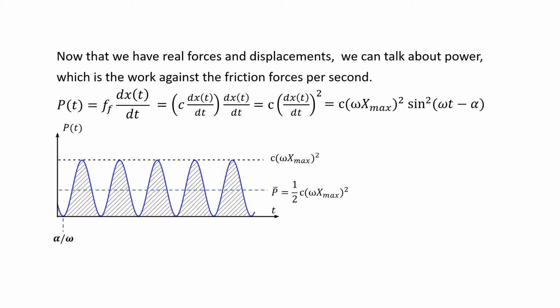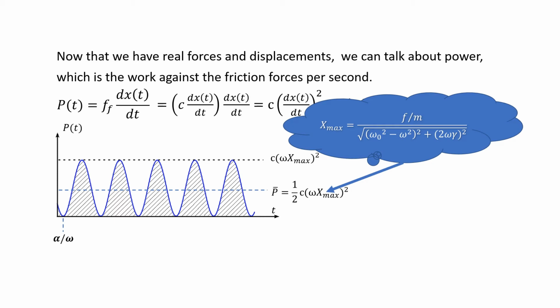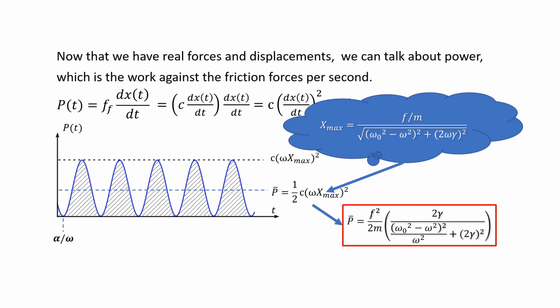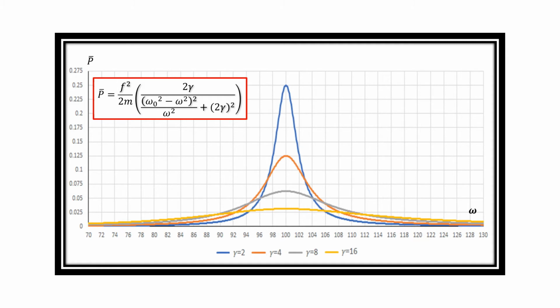The chart makes it obvious that the average power is half the peak. Finally, replacing the amplitude by its expression in terms of the angular frequency and oscillation parameters, we get the expression for the power in the same terms. This function is the one called the Lorentzian. And Lorentzians are bell-shaped curves in this type of chart known as the frequency response of a system.